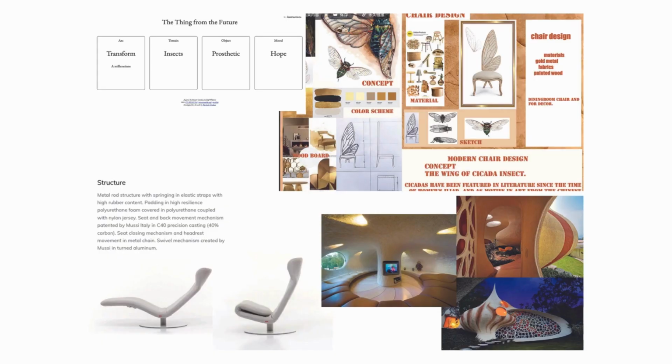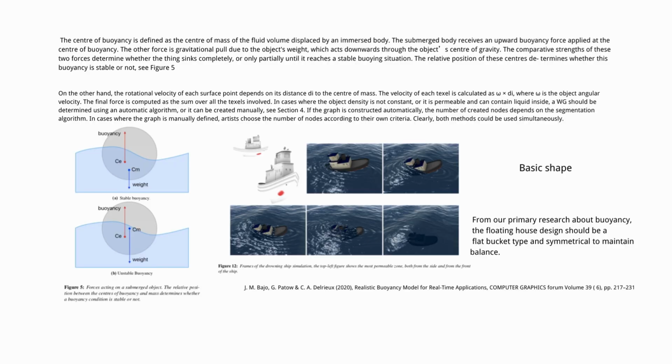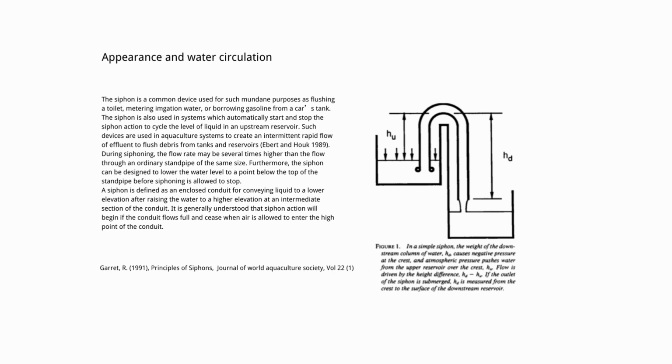This is our research. First is a model board where we try to use biology-imitating elements. This is the first draft, and this is research about buoyancy. It decides the shape of the boat and how it can keep balance in the water. And this is another research about the siphon principle. It's for the water circulation in the boat.